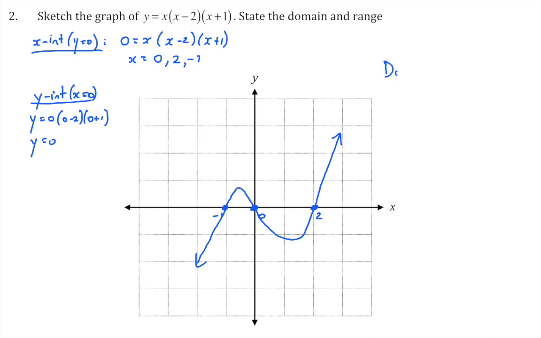So for the domain, well, this graph heads forever to the left and forever to the right. So for the domain, it is all real x values. And for the range, the graph heads down the page, or down the graph forever and upwards forever. So the range is all real y values. All cubic graphs will have a domain of all real x values and a range of all real y values.